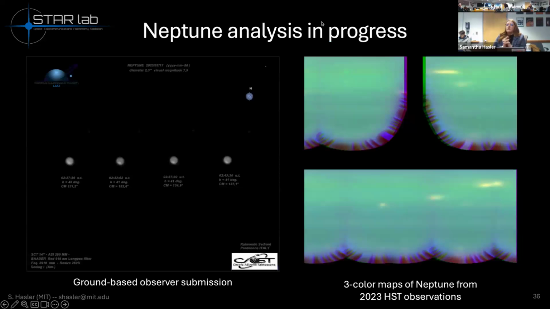Okay, as I mentioned, the Neptune analysis is still in progress, so I'm just going to show you a couple of nice pictures here. On the left-hand side are some of those ground-based community observer images. We do have longer baseline coverage again for Neptune, which is nice. And then the 3 color maps from the Hubble images here. And you can see that there is already a little bit of cloud variability. So we'll see if we can tease that out of the photometry.